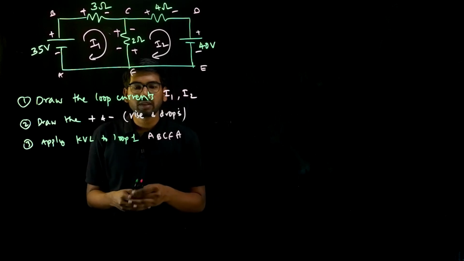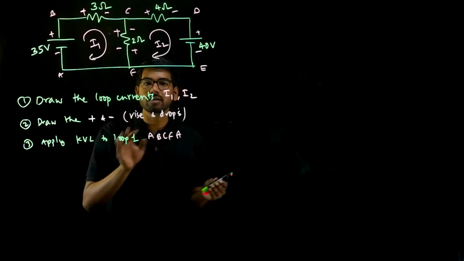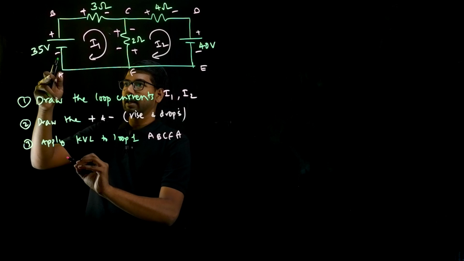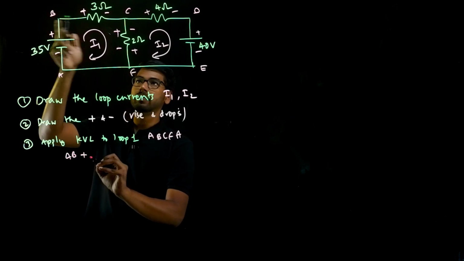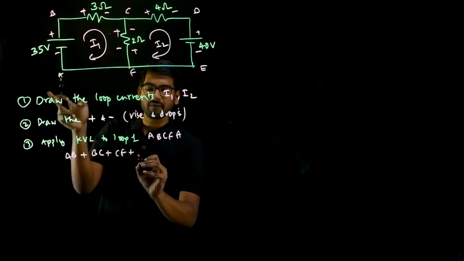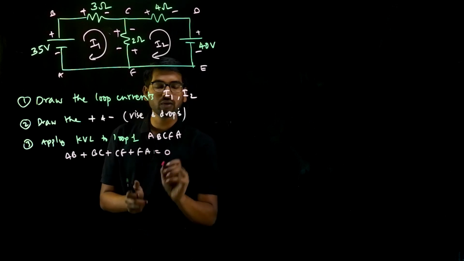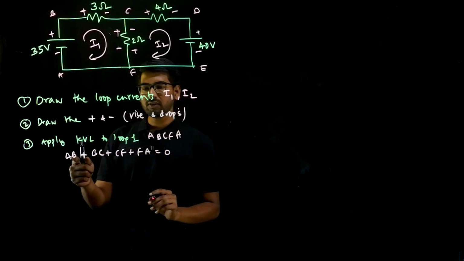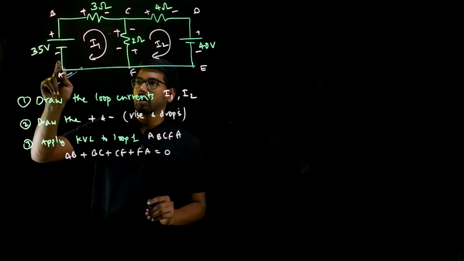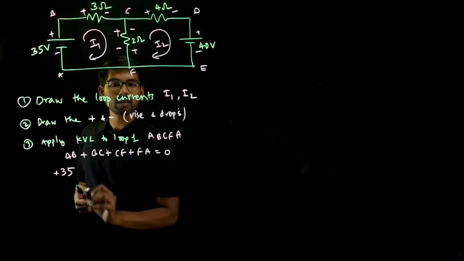So what is KVL? KVL is the sum of all the voltages in each branch is equal to 0. So how many branches are there in loop 1? There is AB plus BC plus CF plus FA. The voltages in each of these branches, when you add them, will be equal to 0. So what is the voltage in AB branch? From A to B, if you travel, you will see minus to plus 35 volts. So that will be plus 35.